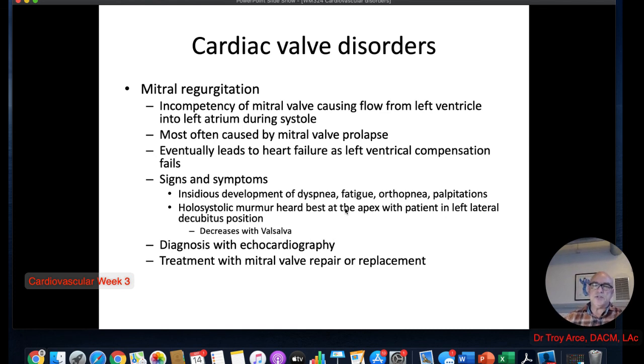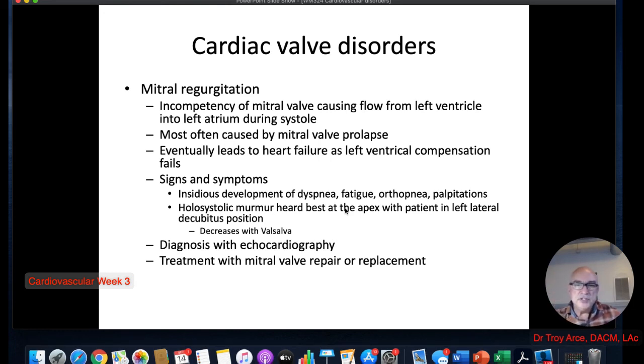And it's not too cool, right? So most often caused by mitral valve prolapse. This eventually leads to heart failure as the left ventricle compensation fails, right? So they're going to have insidious development of dyspnea, fatigue, orthopnea, palpitations, holosystolic murmur heard best at the apex with the patient in the left lateral decubitus position.